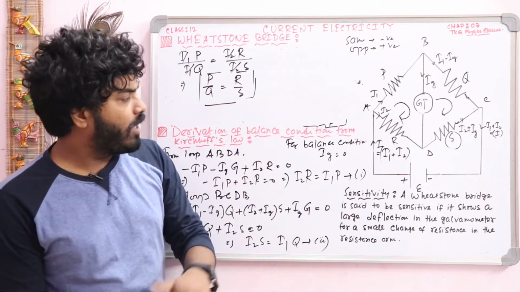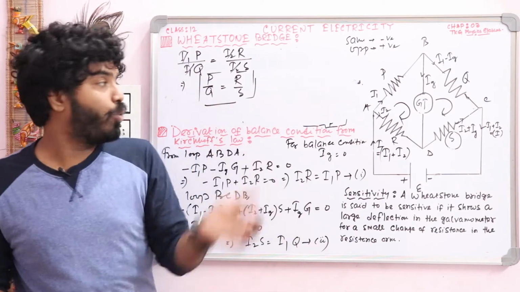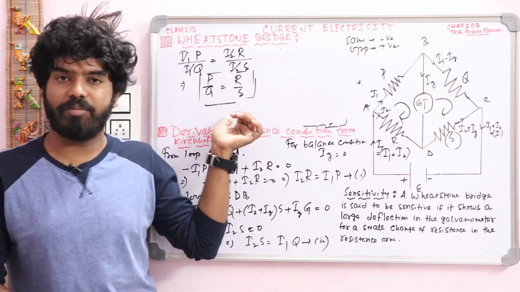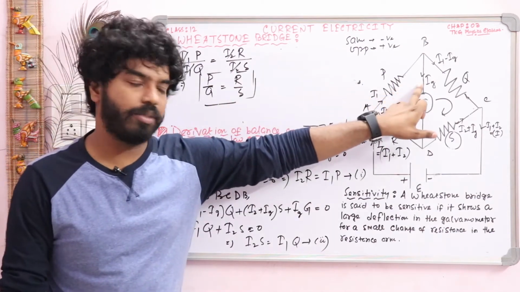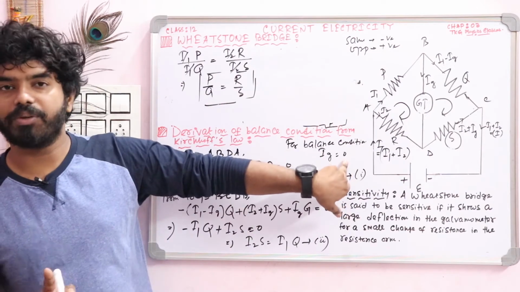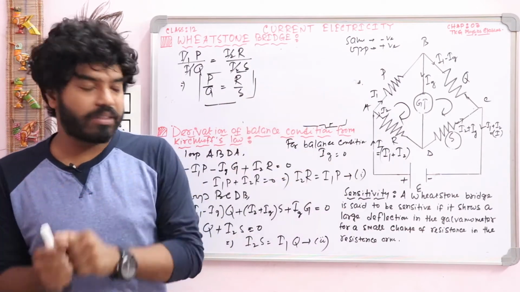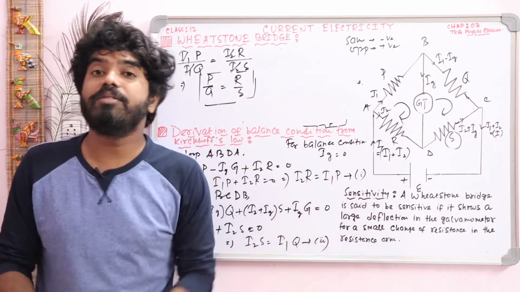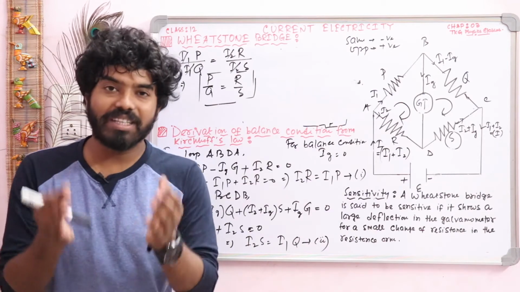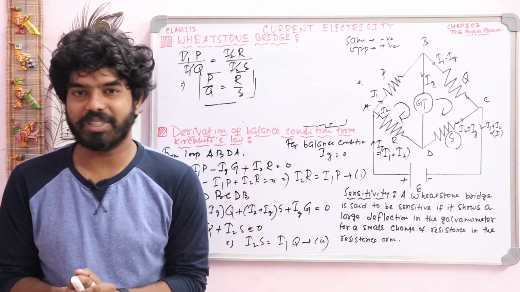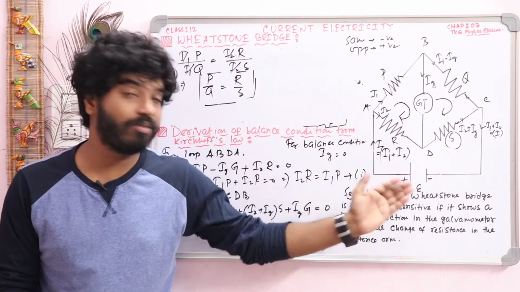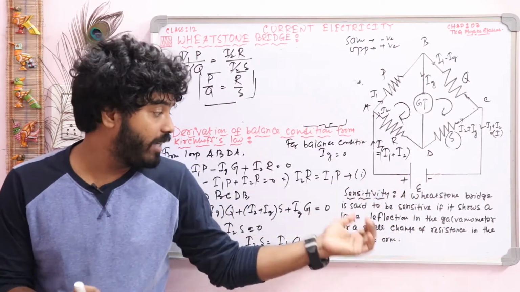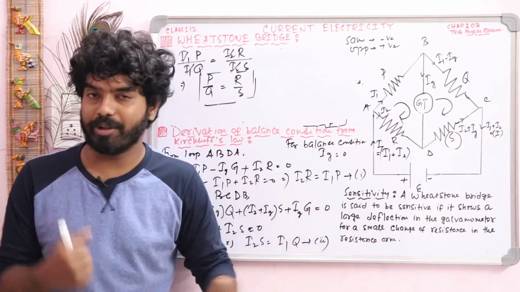Okay, you can say reverse process also. When P by Q is equal to R by S, in that condition the current flowing through this galvanometer will be 0. Okay, now we will discuss this topic, that is the sensitivity of Wheatstone bridge. What is the meaning of sensitivity of a Wheatstone bridge? You see, a Wheatstone bridge is said to be sensitive if it shows a large deflection in the galvanometer.